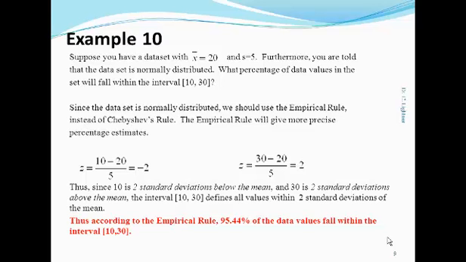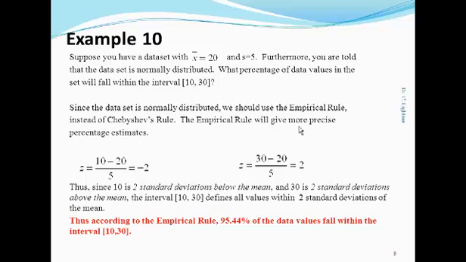Suppose we have a data set with a mean of 20 and a standard deviation of 5. Furthermore, we are told that our data set is normally distributed. What percentage of data values in the set will fall within the interval 10 to 30? First, since our data set is normally distributed, we should use the empirical rule instead of using Chebyshev's rule. The empirical rule will give us a much more precise percentage estimate.